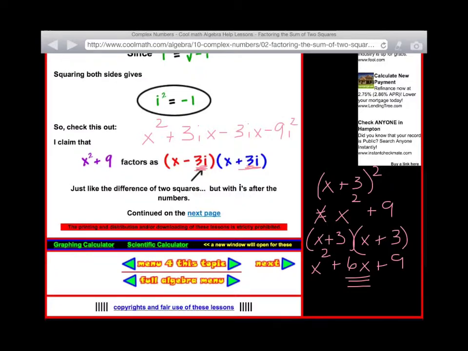And what we notice is, okay, well, i squared is negative 1. So if i squared is negative 1, that's minus 9 times negative 1, which turns into a plus 9. So these middle terms are canceling out altogether. They're gone. And all we get is x squared plus 9. x squared plus 9.